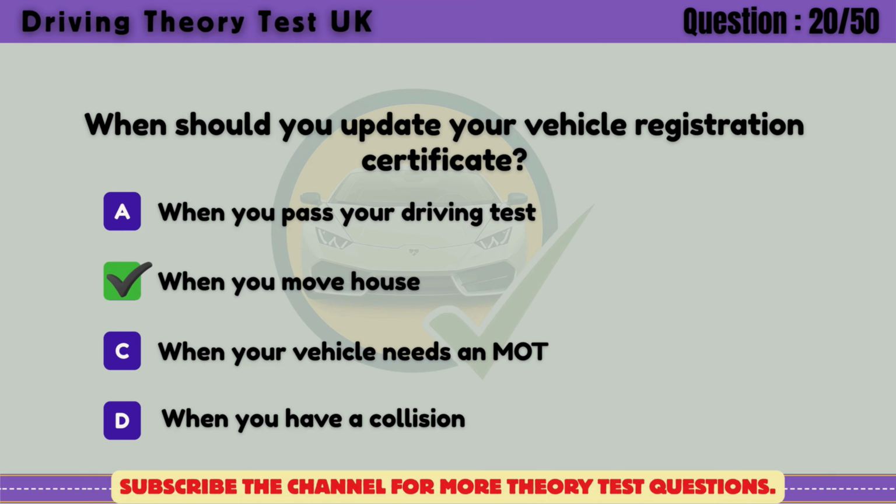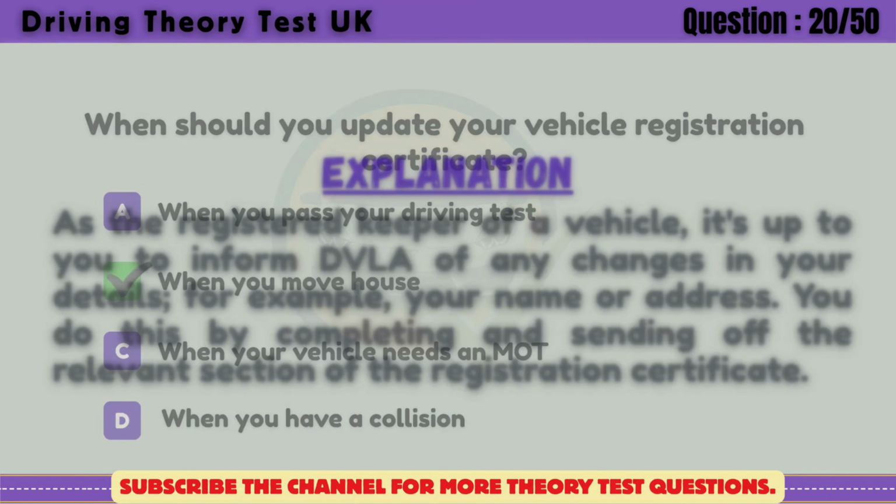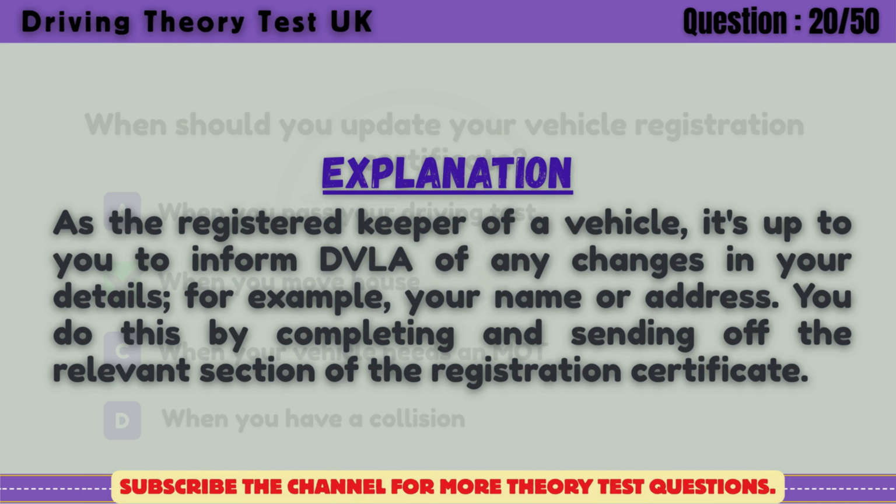Answer is B. When you move house. As the registered keeper of a vehicle, it's up to you to inform DVLA of any changes in your details, for example, your name or address. You do this by completing and sending off the relevant section of the registration certificate.